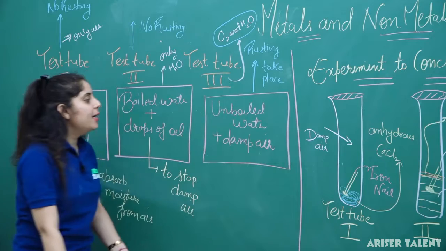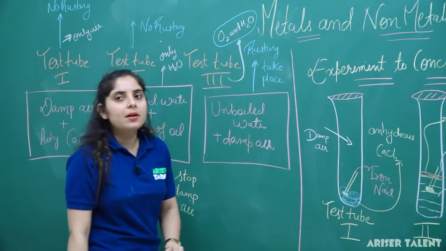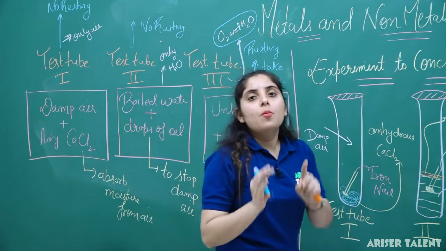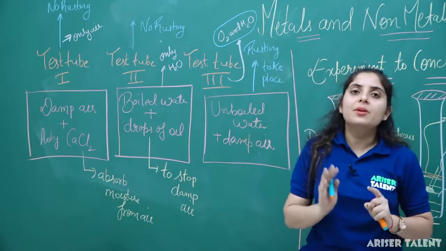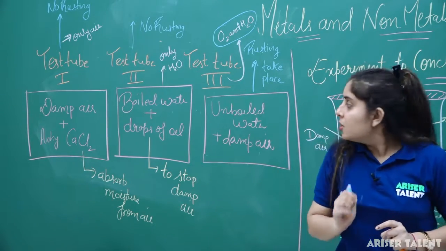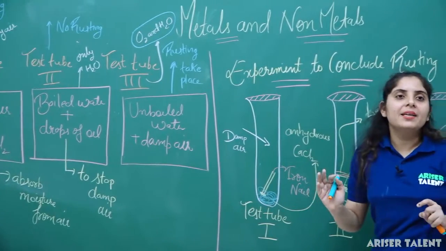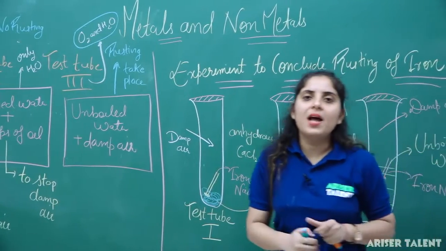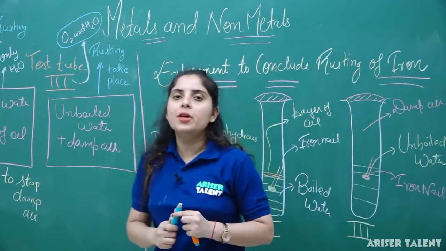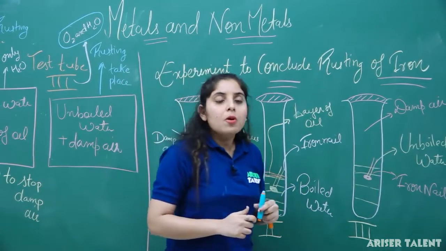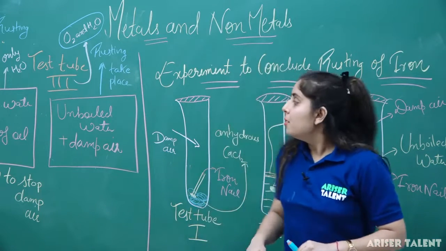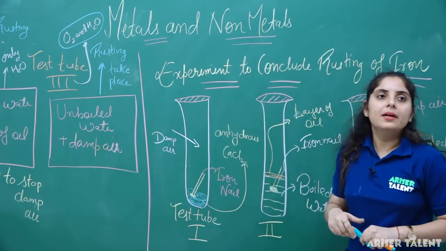So, we can see that for the rusting phenomenon to occur, it is compulsory that both moisture and water are present together. So, this is the simple activity for understanding the rusting of iron and the conditions necessary for the rusting of iron. Before proceeding to the next topic, you can copy it from here.